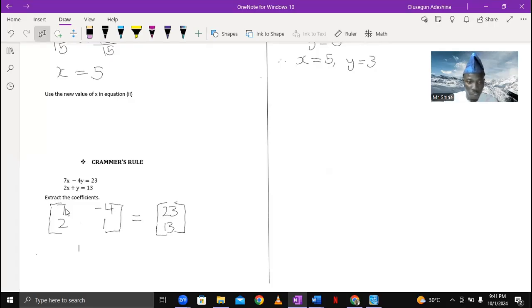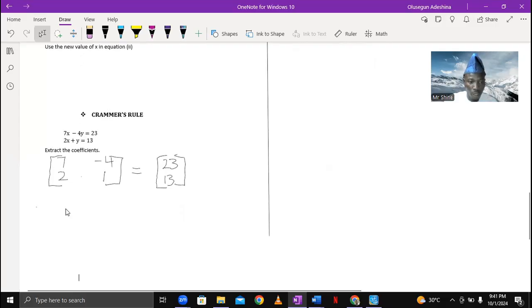So the first matrix, I'm redrawing exactly the same thing I did the first time. I'm just redrawing to give room for labeling. Okay. So here, 7 and 2 represents the column for x. -4 and 1 is the column for y. Then 23 and 13 are the constants. So let's use P to represent the constants. So we can conveniently call this the XY matrix. Let's just call it the XY matrix.